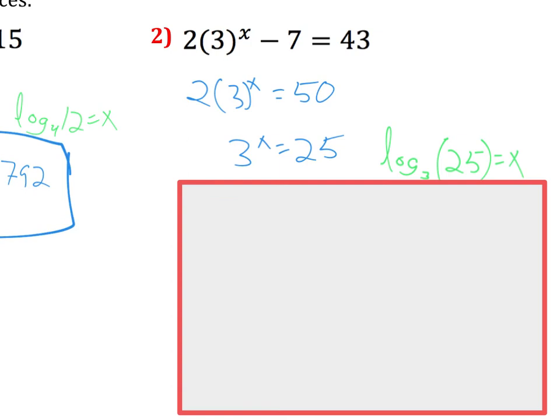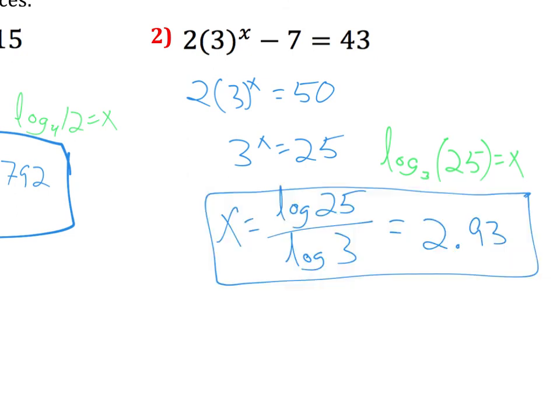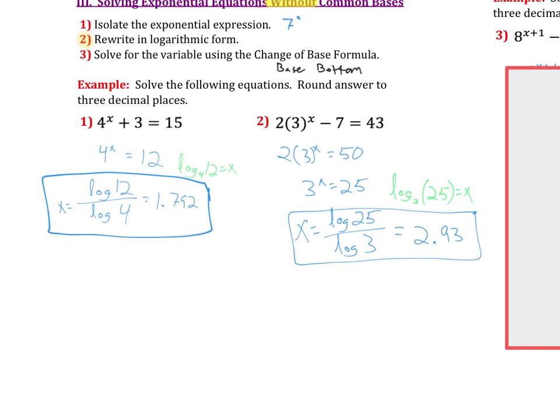The base of 3 has to go on the bottom. Base goes on the bottom. So log 25 divided by log 3. And these logs are common logarithms. So it's base 10, which means our calculator is smart enough to do that.